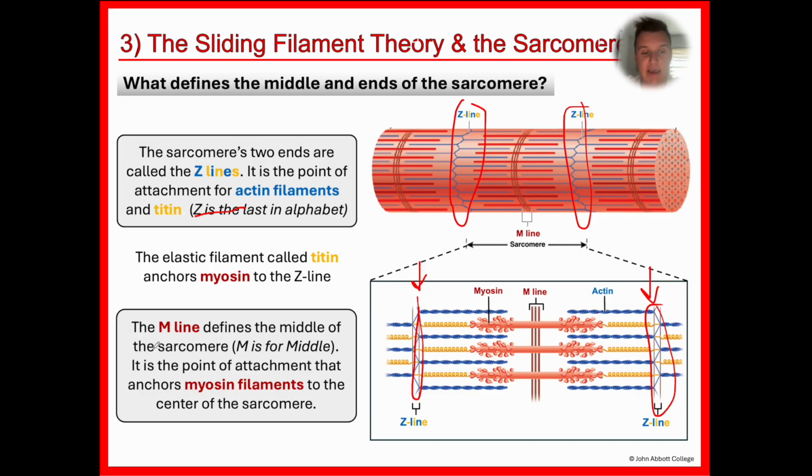The only other thing to add here is the M line. This defines the middle of the sarcomere. M is for middle, thank goodness. So this is the M line over here. This is the middle, right? This middle section. It's the point of attachment that anchors the myosin filaments to the middle. So these myosin are anchored here, and they're pulled on each side by this titin, but they don't move. They don't stretch more than needed. They stay as is put. It's really the actin that's going to move on top of it.